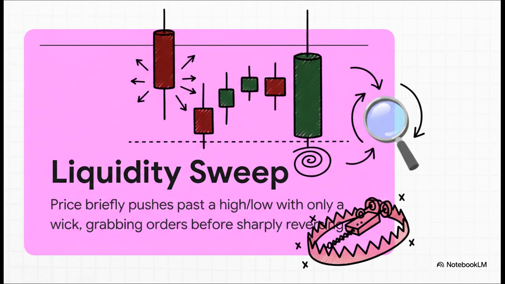Now, let's talk about the most devious trap of all, the liquidity sweep. This is what happens when price briefly stabs past a really key level, but only with that thin little wick of a price candle before it violently reverses. It's designed to look exactly like a breakout, but it's the total opposite. It's not a breakout, it's a hunt.